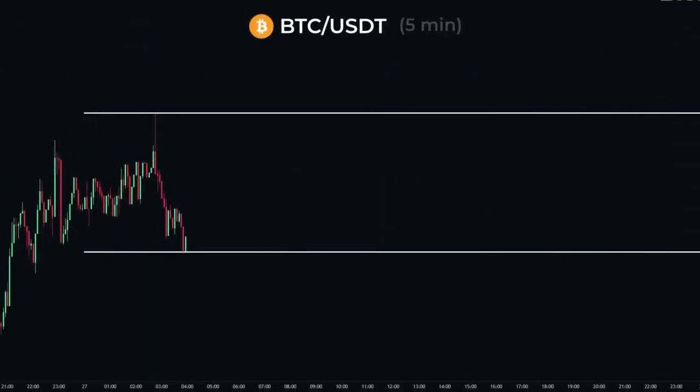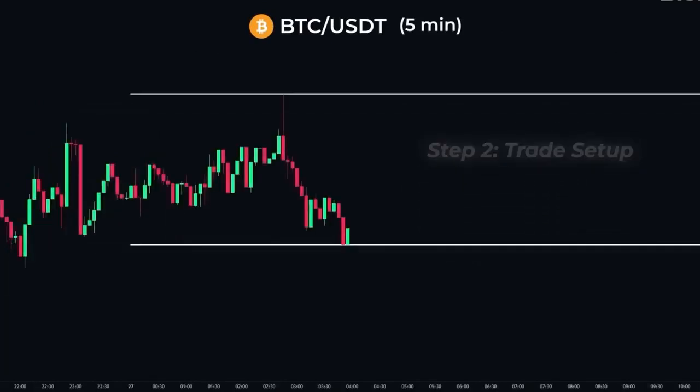Here, we're on the Bitcoin chart on the 5-minute time frame, and right here, we've already got the 4-hour range marked out. So that's step 1 done. We can now move to step 2, look for the trade setup. In this example, we can see that price came down and broke below the range low. However, the candle didn't actually close below it, only the wick. That means the setup still isn't valid.